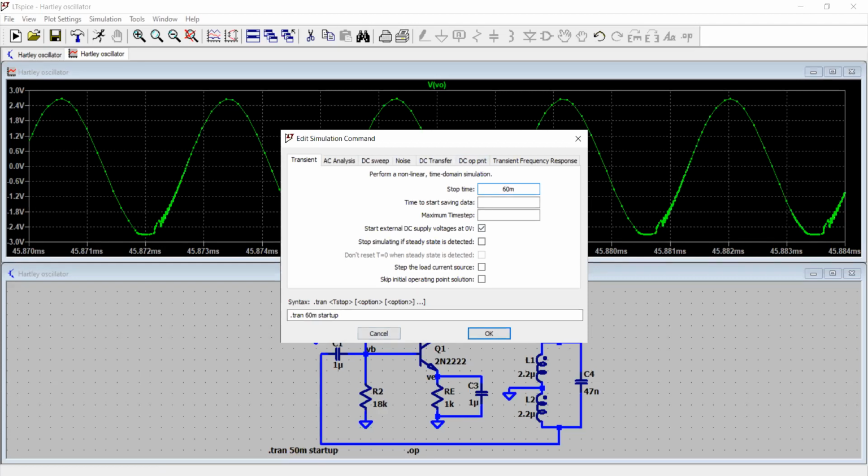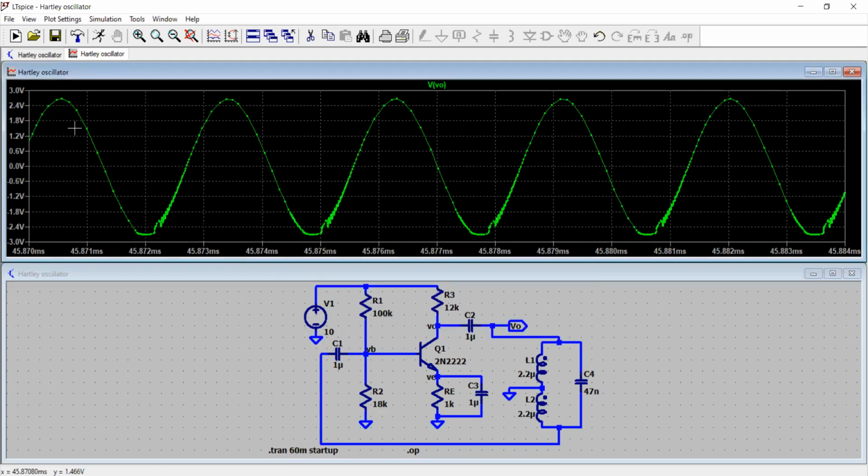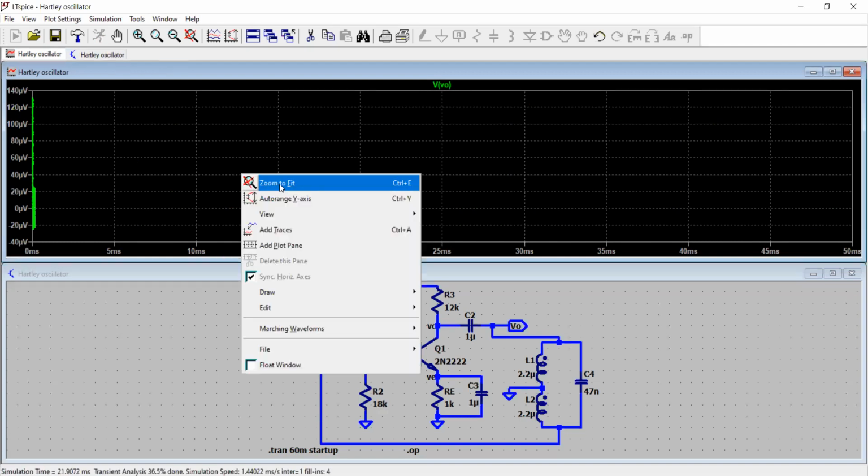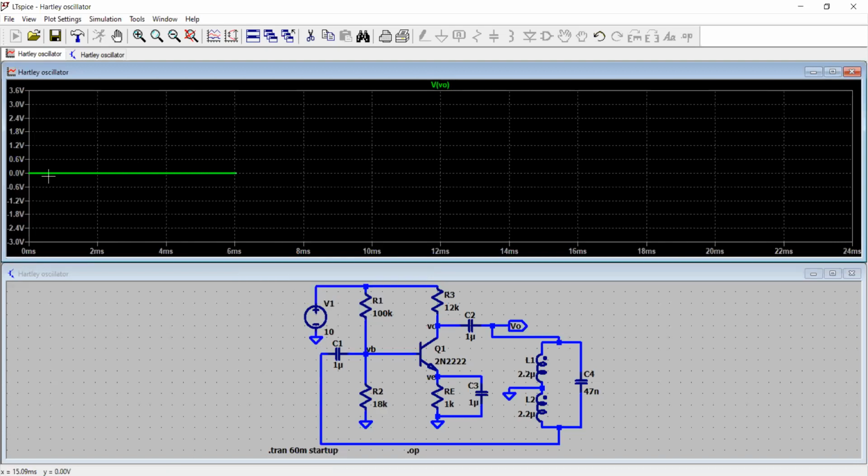Why am I taking 60 millisecond? Because my frequency is 350 kilohertz. So I will then click the simulation and check if I have this signal, and then I will zoom to fit and look at this.